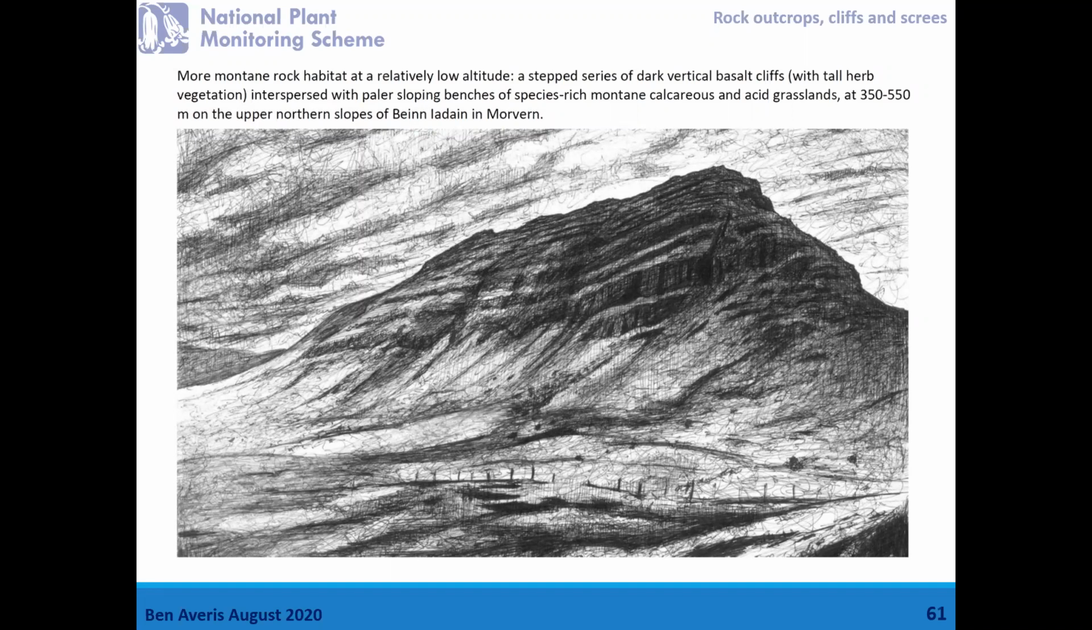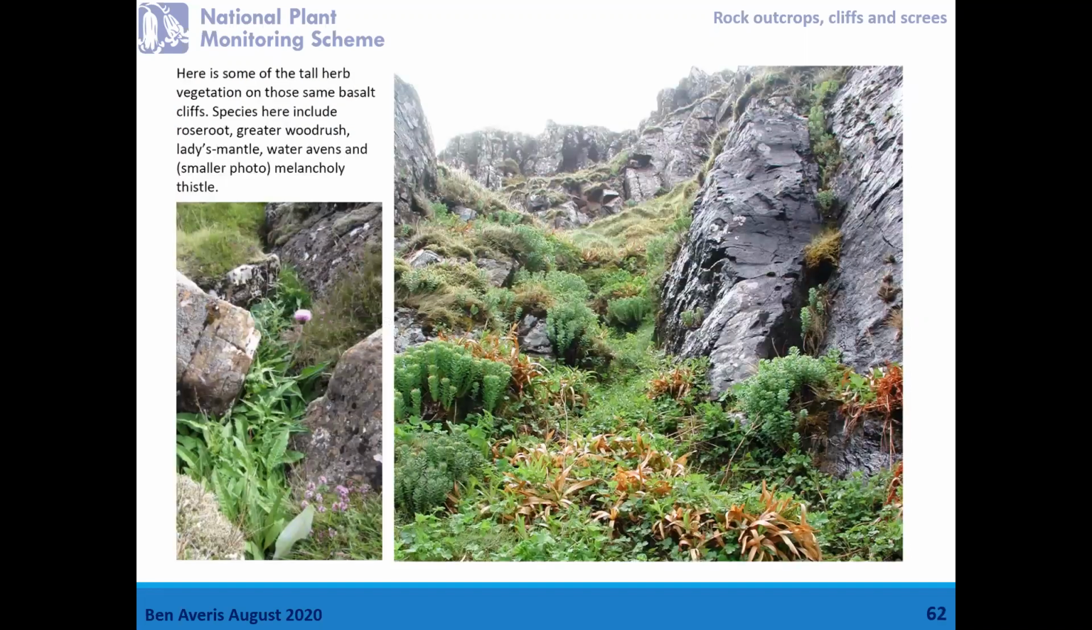Then on the next page is some of the tall herb vegetation on that very slope, with a lot of rose root, greater wood rush in it. It's quite a lush flora actually when you're in there. When you just look down close, in some respects, because of the lushness of it, you might not think you are in such a montane environment. One of those species being the melancholy thistle on the left, great big masses of that.